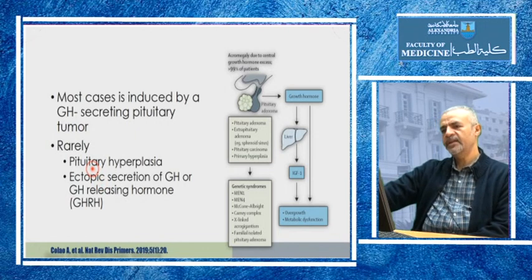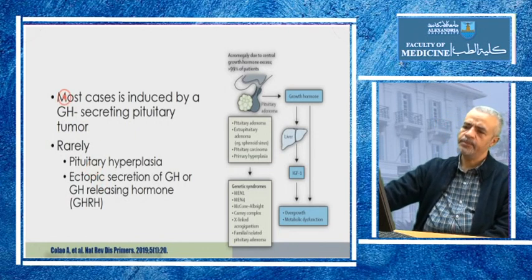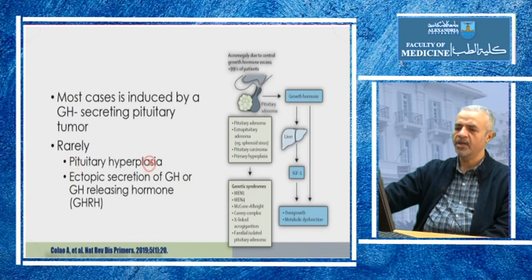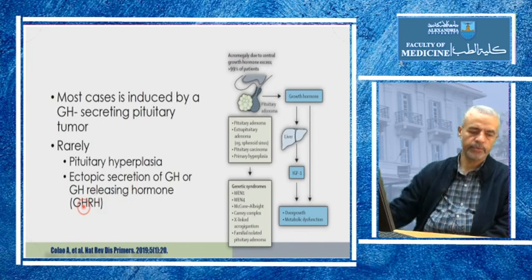Causes of acromegaly: in more than 99% of the cases, it is a growth hormone secreting pituitary tumor, and in less than 1% of the patients, it is due to primary pituitary hyperplasia or ectopic secretion of growth hormone itself or ectopic secretion of growth hormone releasing hormone.